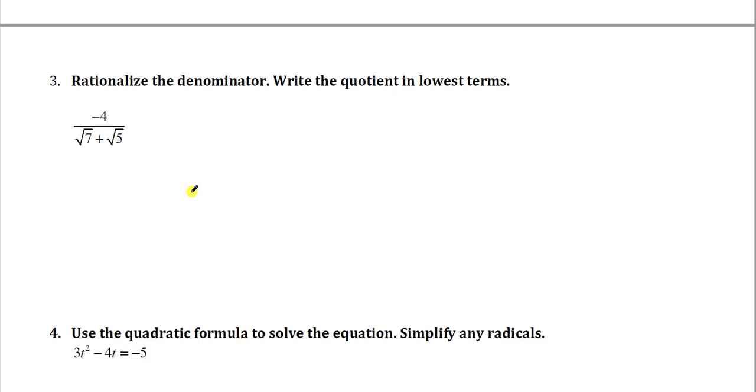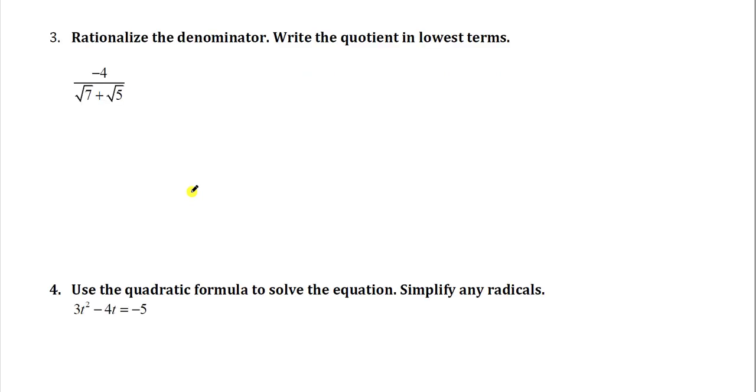The third problem, we are trying to rationalize the denominator and then write the quotient in the lowest terms. Now, in order to rationalize the denominator, we must multiply by the conjugate of this denominator. Remember, if I have radical A plus radical B, the conjugate of this one is just radical A minus the radical B. This is the conjugate.